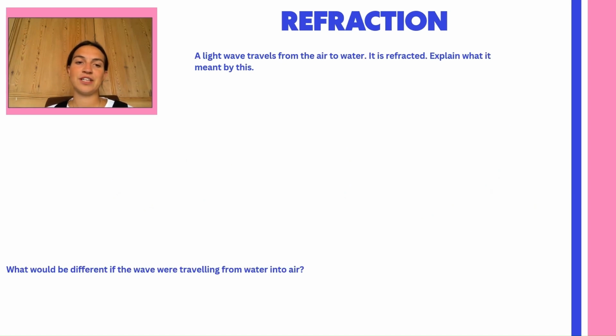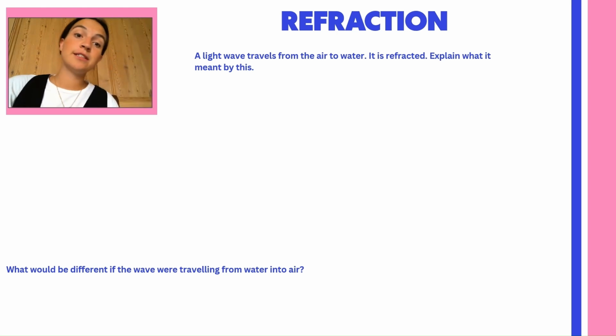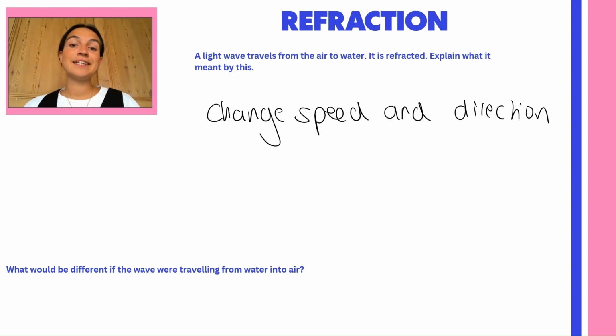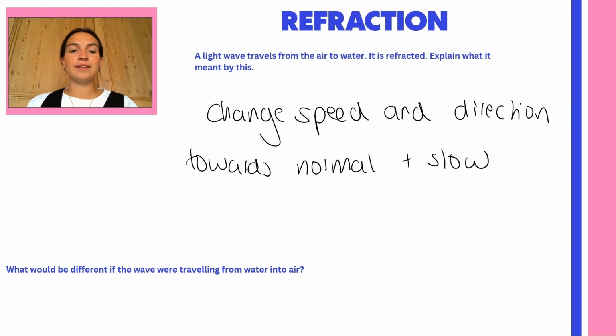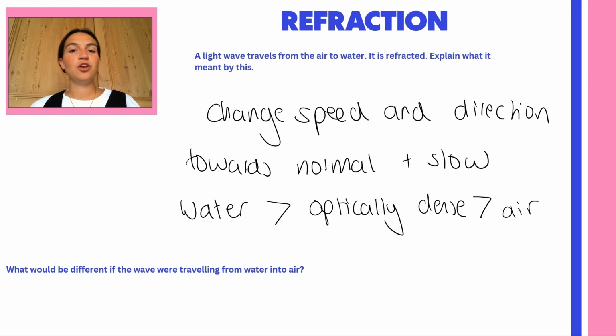Okay, refraction. A light wave travels from air to water. It's refracted. Explain what is meant by this. You should know that refraction consists of two things. It's a change in speed and direction for your wave. And here it's going from less optically dense air to more optically dense water. So it will bend towards the normal and slow down. And you could write your explanation for why it's doing that, okay, because water is more optically dense than air.